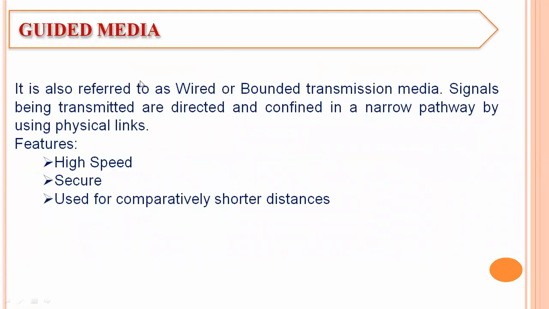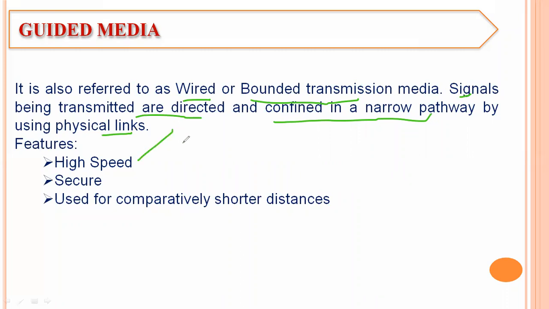So guided media is also referred to as wired or bounded transmission. Why bounded? Because it has to travel on a specific path from one destination to the other. Signals being transmitted are directed and confined in a narrow pathway using the physical links. So they have to go through the narrow pathway and they are directed from source to the destination through a bounded path as well as the wired path.